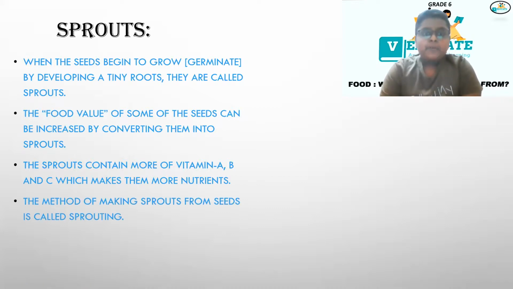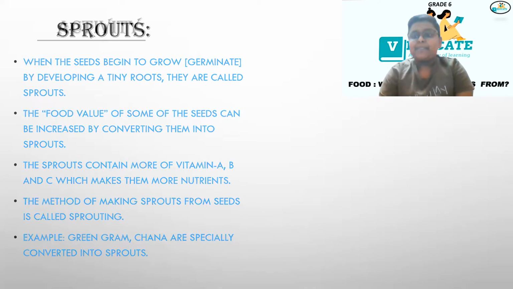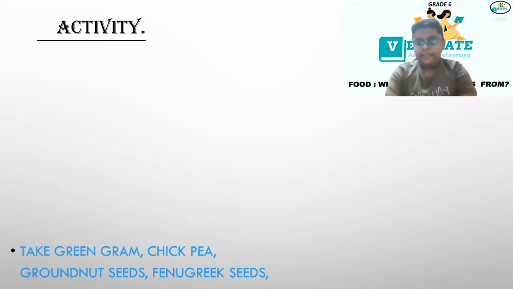The method of making sprouts from seeds is called sprouting. So the conversion of seed into sprout is called sprouting. For example, green gram and chana are specially converted into sprouts. For different food items and for different reasons, they are converted into sprouts, for special purposes. So let's do the activity.